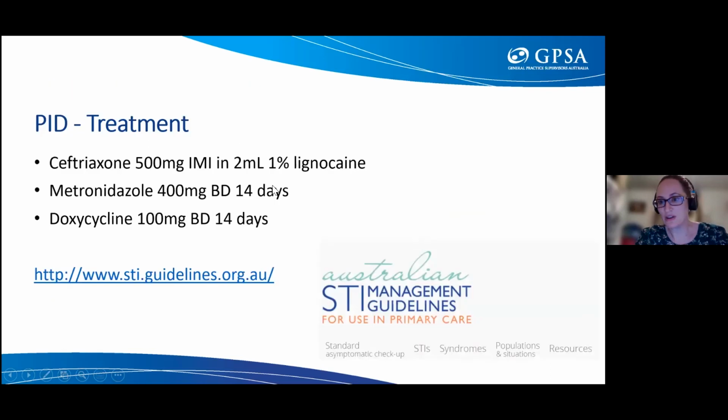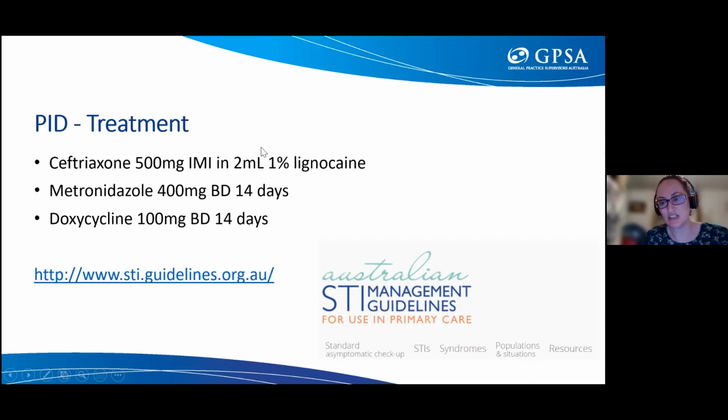So, empirical treatment: about 2 years ago, stat azithromycin dropped off the empirical treatment. Currently, for non-procedural PID, so someone not within 6 weeks of a procedure (they get a different antibiotic), but for your non-procedurally related PIDs, they're going to get 500 milligrams of ceftriaxone intramuscularly.